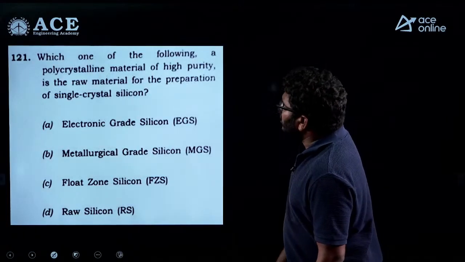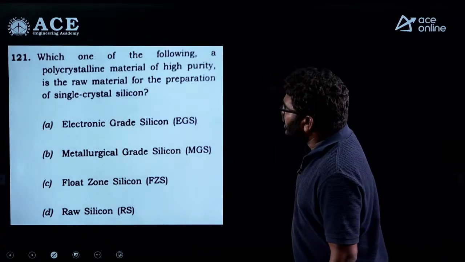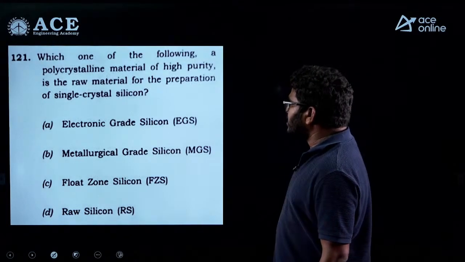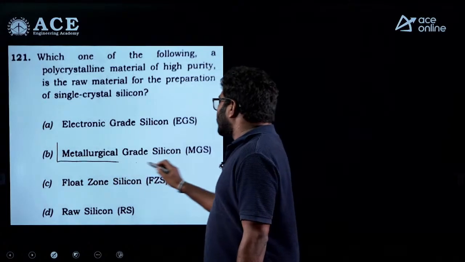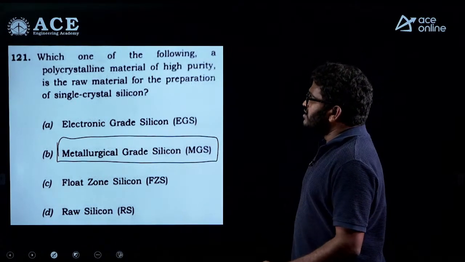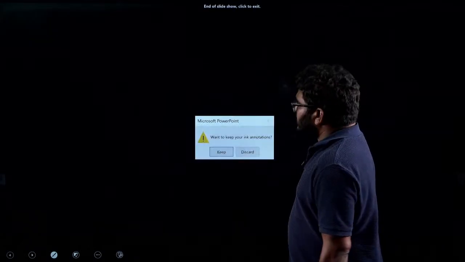Now, which one of the following, a polycrystalline material of high purity, is a raw material for preparation of single crystalline material? That is the metallurgical grade silicon material we are using, right. So these are the questions related to material science.